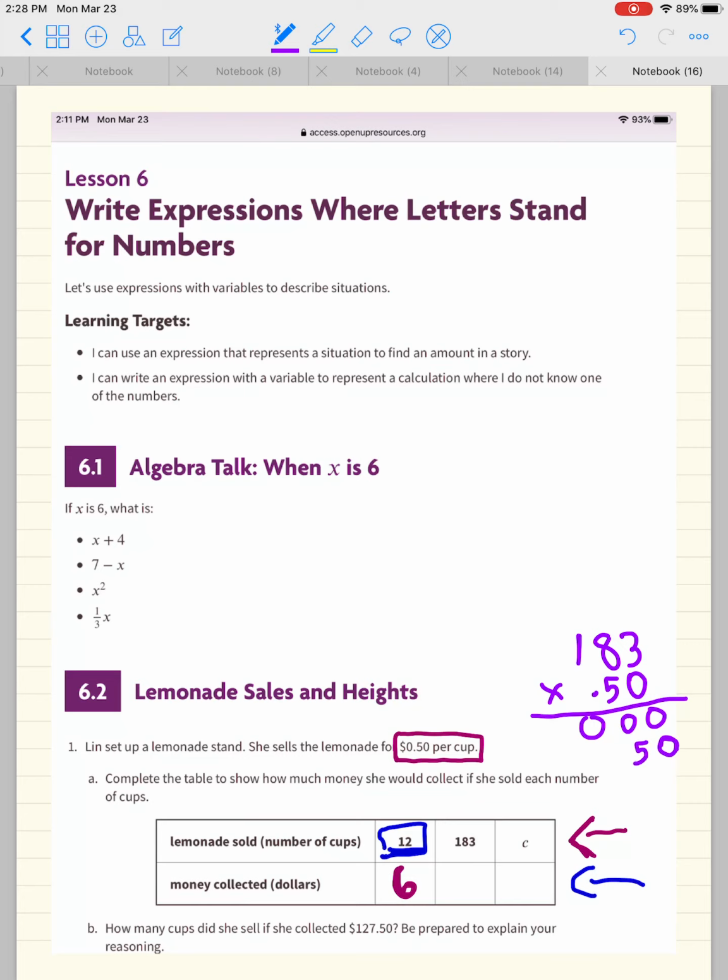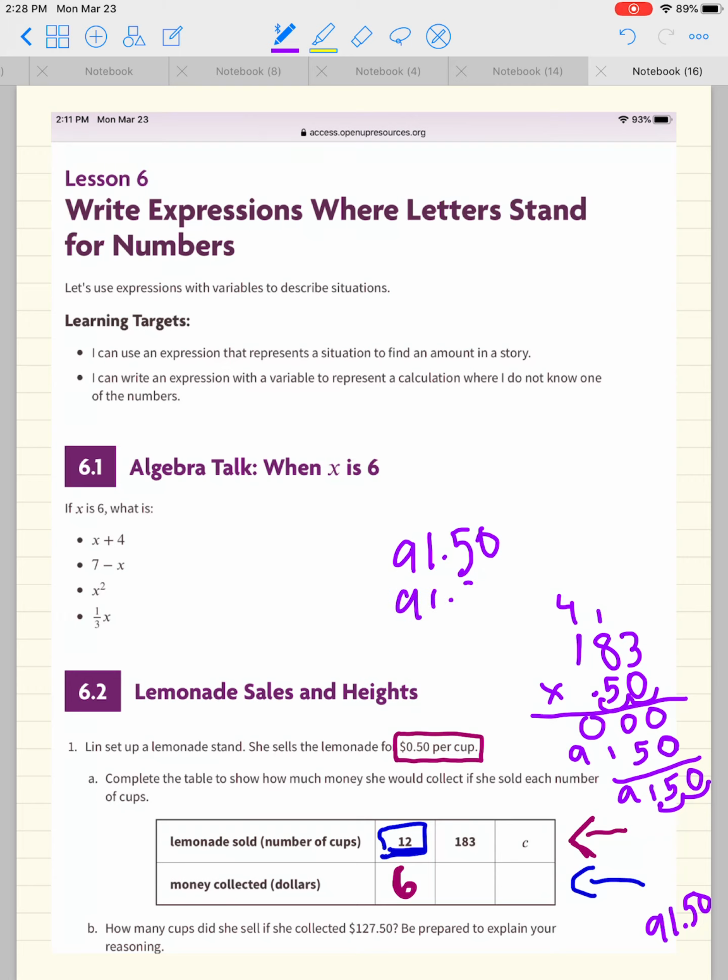Put a placeholder here. 5 times 3 is 15. 5 times 8 is 40, plus 1 is 41. 5 times 1 is 5, plus 4 is 9. Add all these up. And now we have to move our decimal 2 places, and we end up with 91.50.